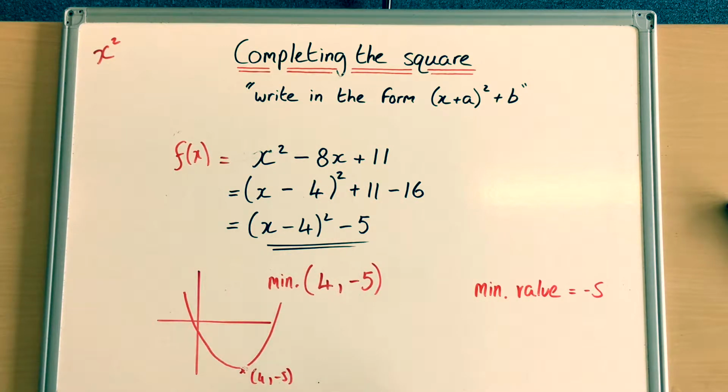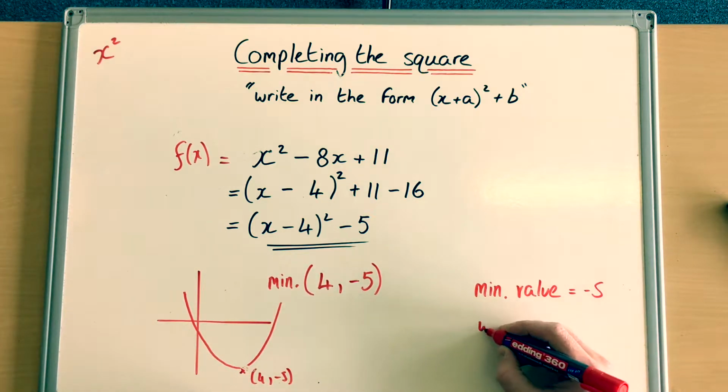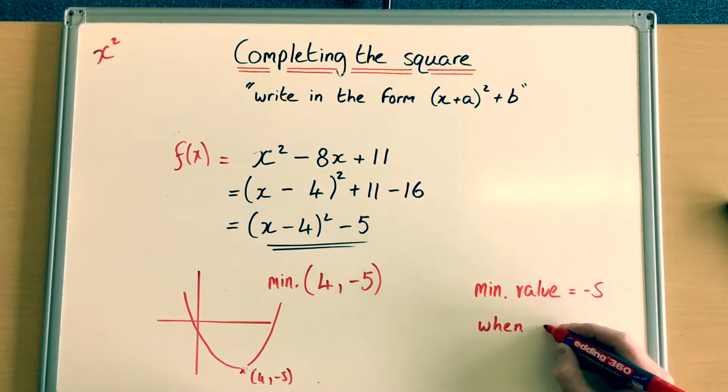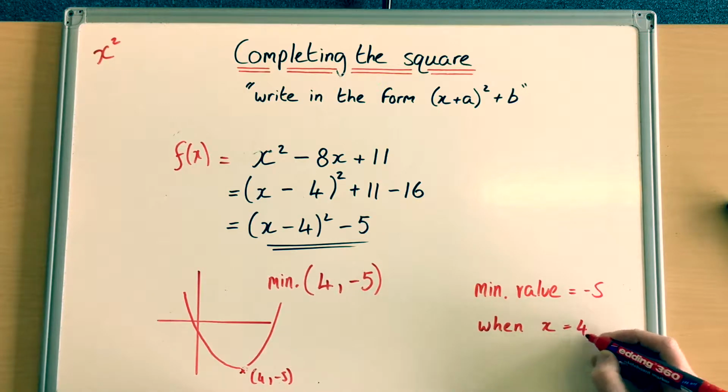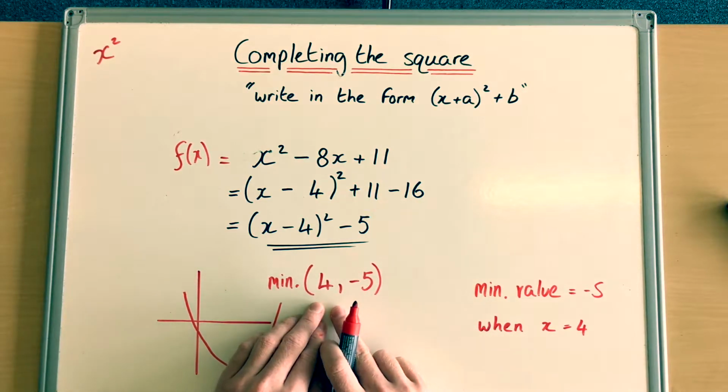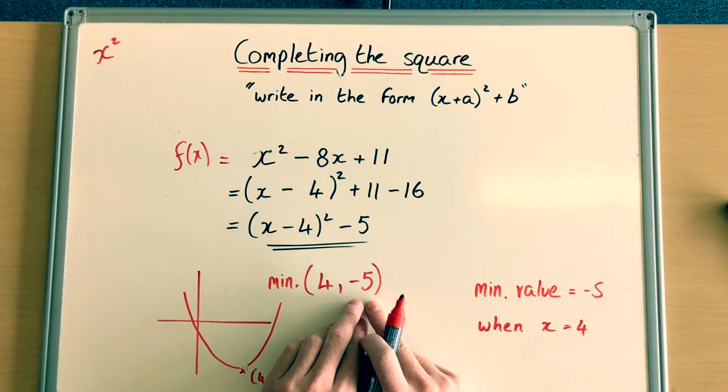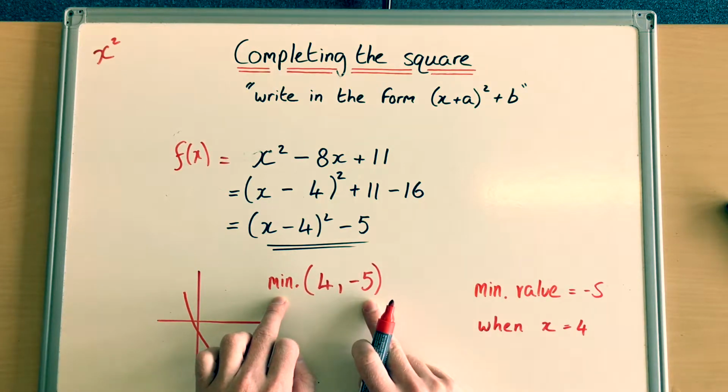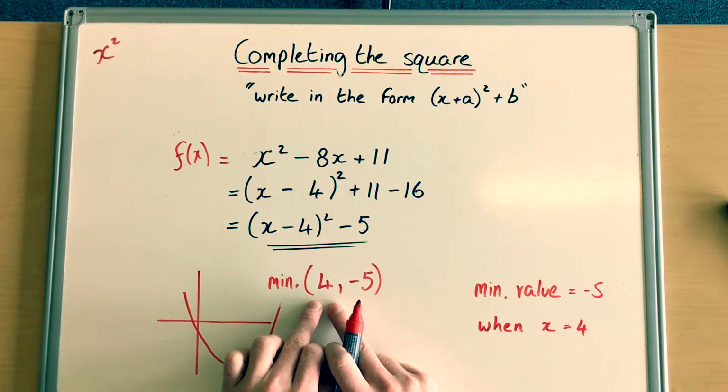Now, what x value would give me that value of minus 5? Well, again, I can take that from here. That happens when I put in an x value of 4. So what I'm going to do, and we can take that straight from here: the minimum function value is minus 5. That happens when x is 4, when you put 4 in.